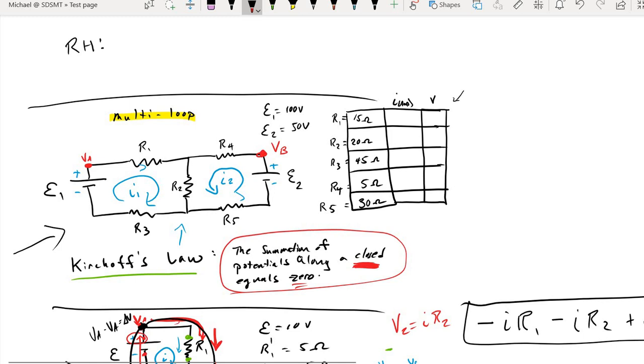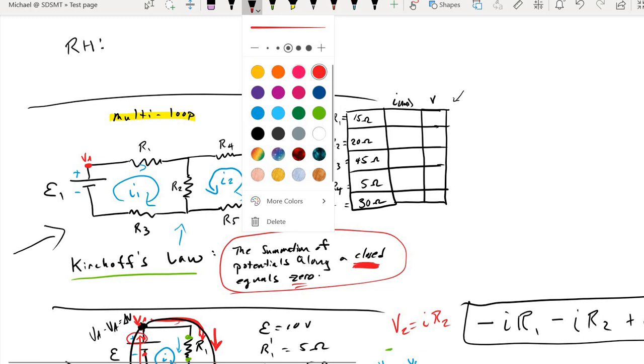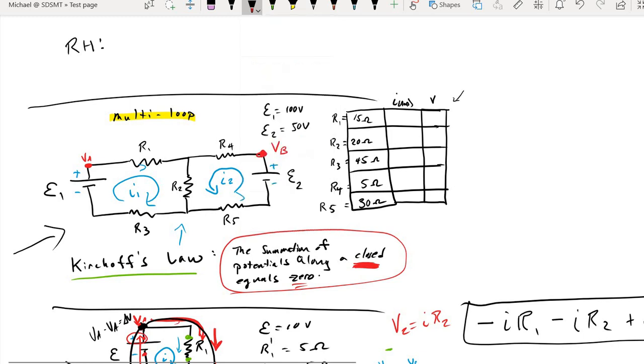Next step in Kirchhoff's law, choose your path. Well, my path is already chosen. I'm going to travel around the right-hand loop, and I will choose to travel with the current. I will follow I2. So I'm going to travel through resistor 4, resistor 2, and resistor 5, all the way traveling with the current. So we'll start our summation starting at VB.